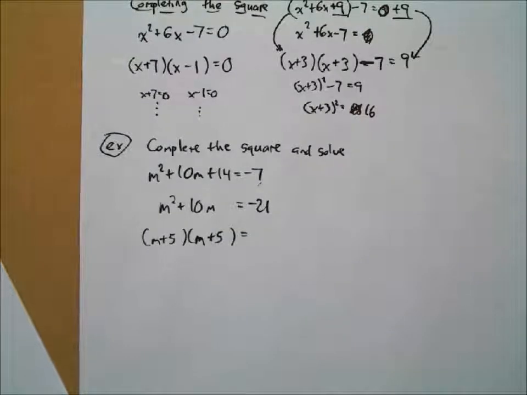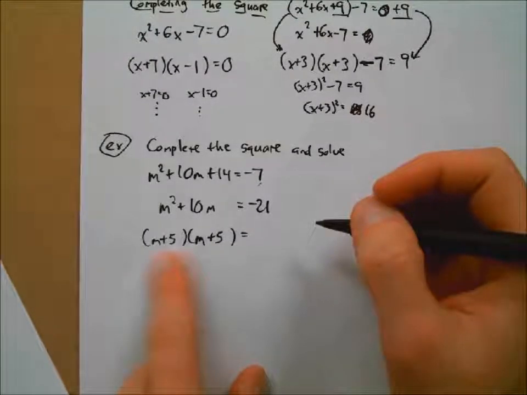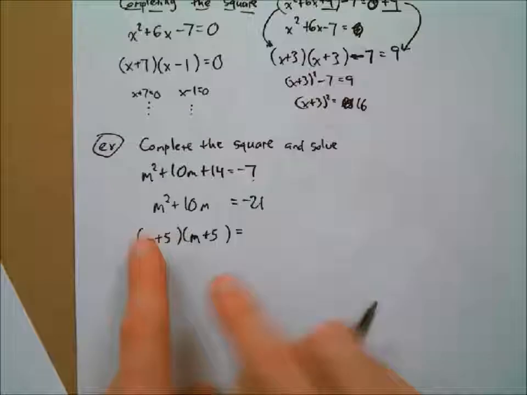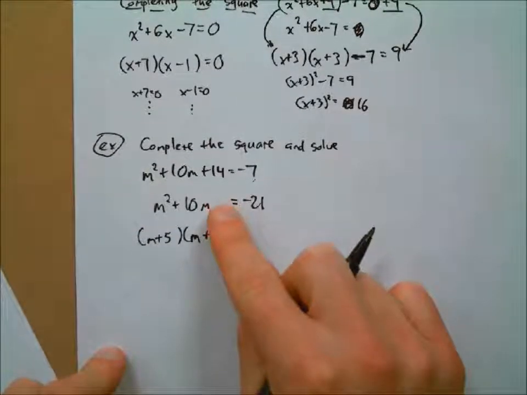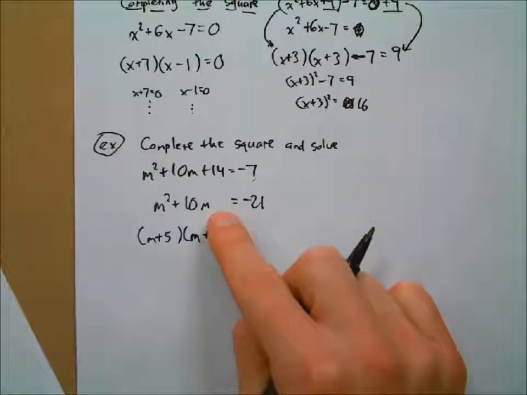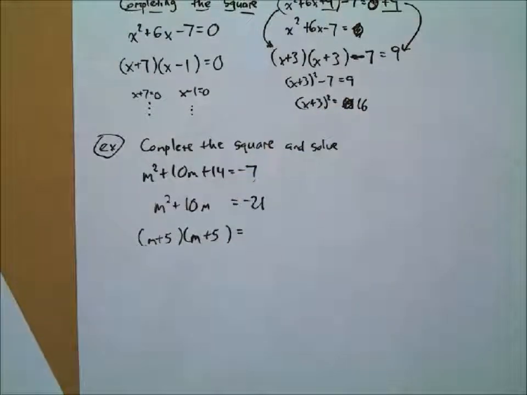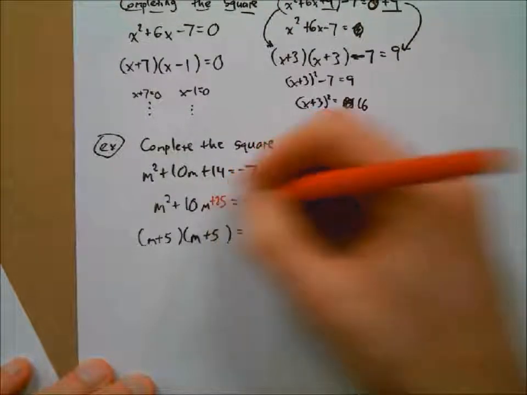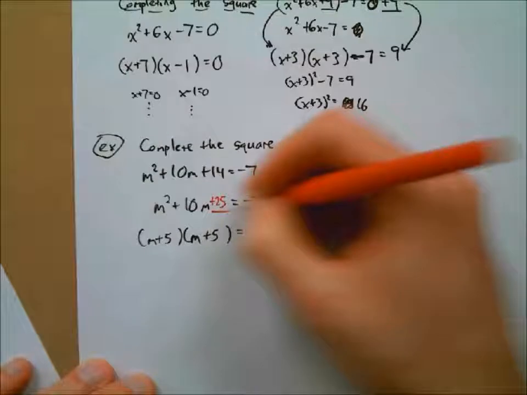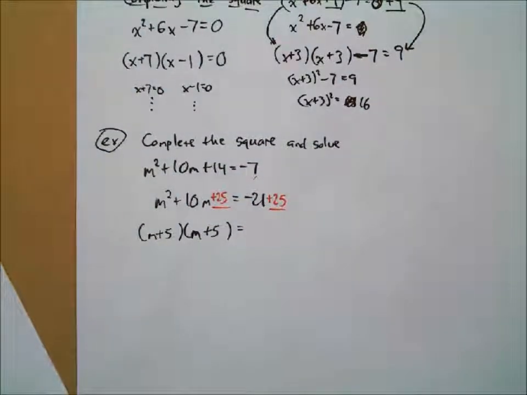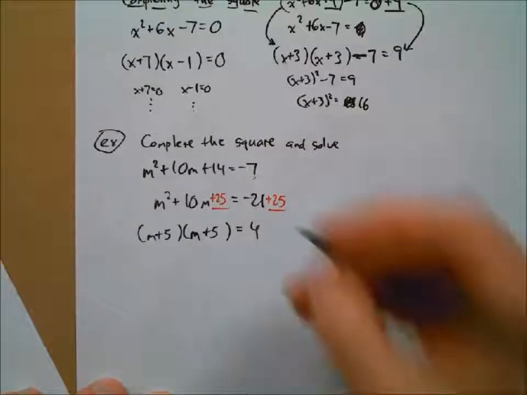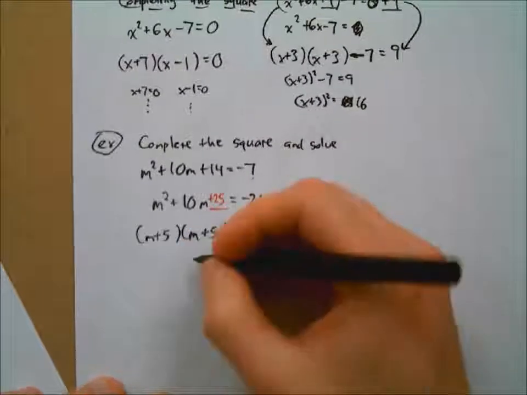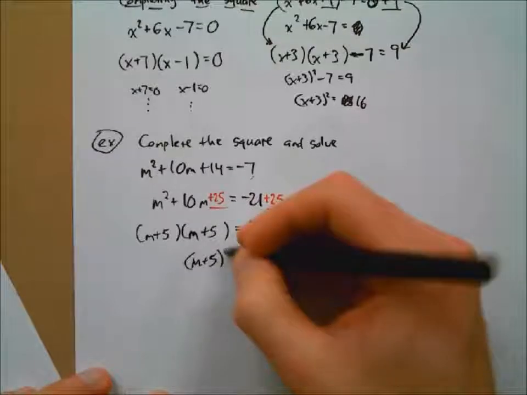But then in order for this to multiply back together correctly, I'm going to have the m squared. I'll have 5m plus another 5m to make the 10m. But then what do I need in here? To complete it, I need a plus 25. So I'm going to add in a plus 25, and do it to the other side too, of course. Add another 25 to make that a perfect square. And so negative 21 plus 25 is 4. Okay? And then we get m plus 5 quantity squared equals 4.